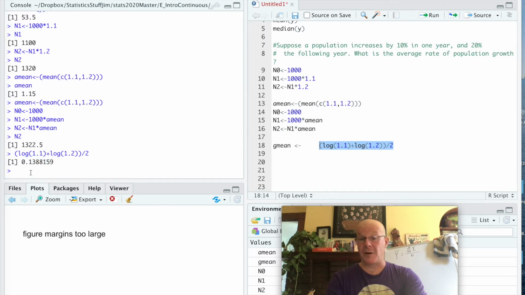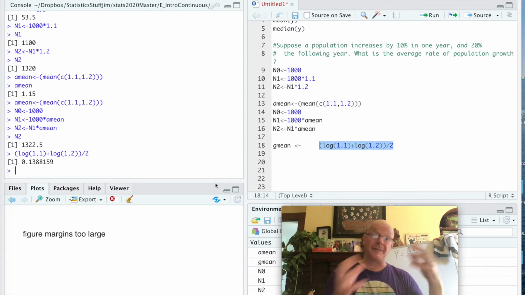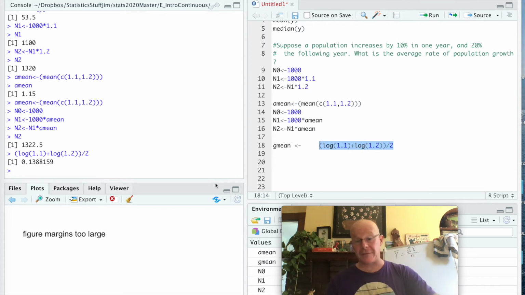But that's not the value I want, because now I want it to go back into units of R. What I've done is transform the data, and we haven't even talked about transformations, but I've put the data on a log scale, calculated the arithmetic mean, and now I want to back transform it. The shorthand for that is we're going to exponentiate it, and the function for that is exp.